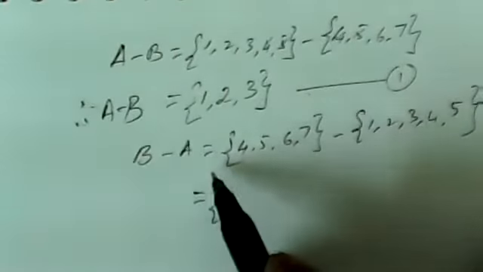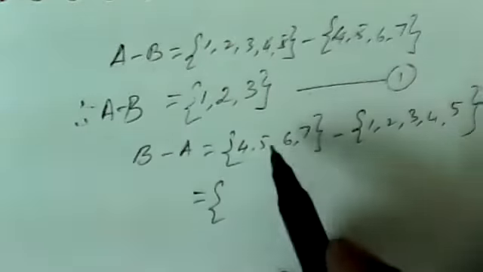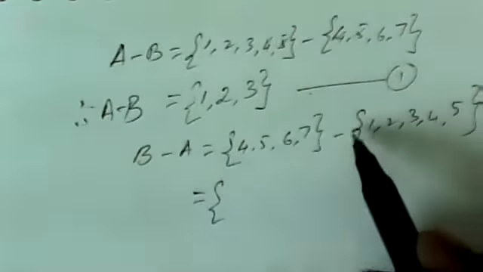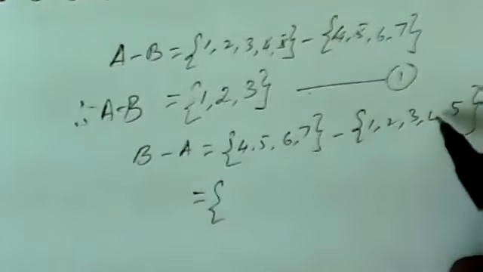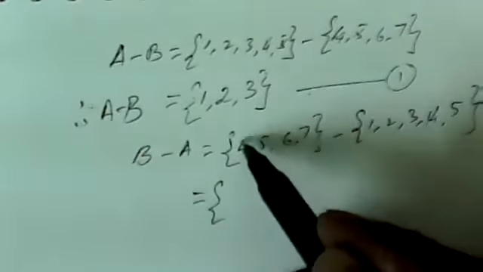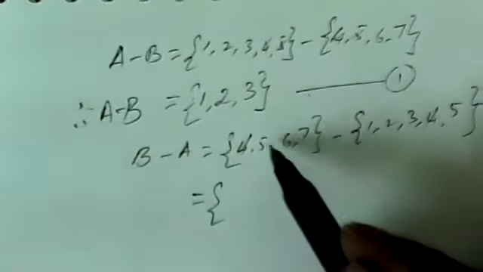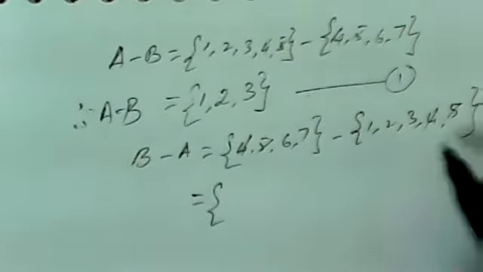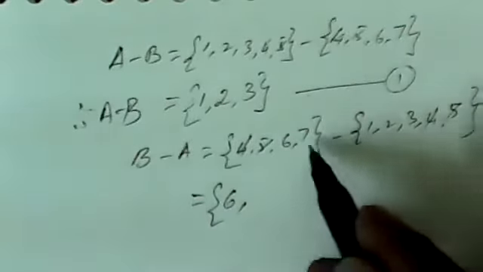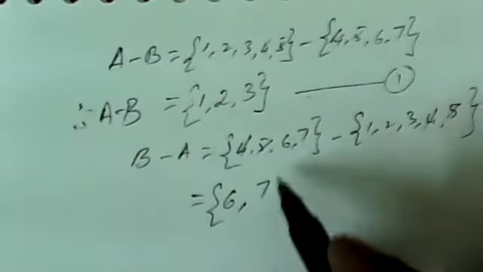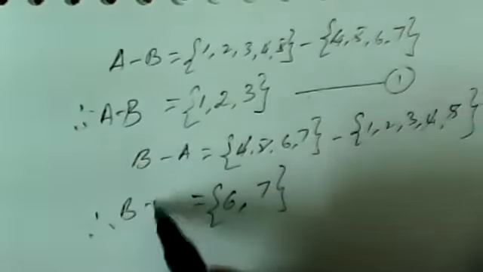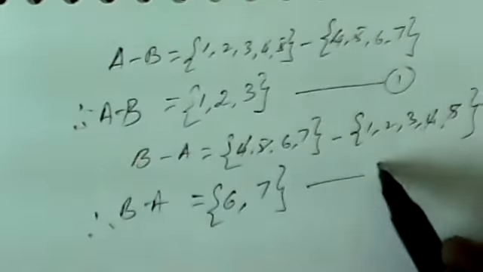B minus A means the set of all elements of B that are not in A. Concentrate only on the elements of set B. 4 is in A also, so we strike it out. 5 is here and here, so we strike it out. 6 is not there, so we can write 6. 7 is not there, so we can write 7. Therefore B minus A is {6, 7}.